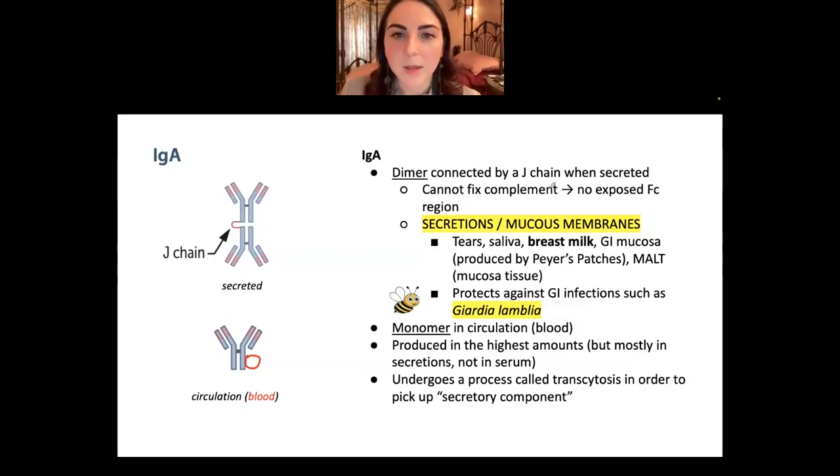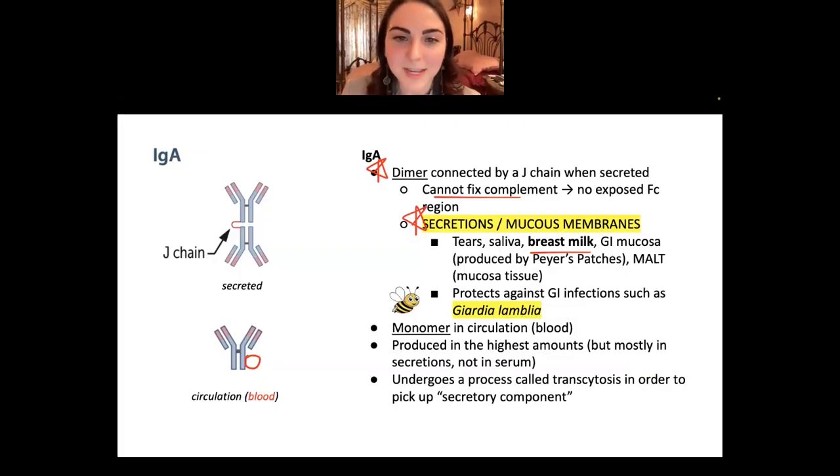Again, IgA's most important role is to exist as a dimer. It doesn't fix complement, and that's fine. We don't need it to fix complement. We need it to protect our mucosal membranes. So again, tears, saliva, breast milk. I highlighted this for a reason: the GI mucosa, like Peyer's patches and MALT tissue, which is just another type of mucosal tissue. IgA is what's going to be primarily protective against GI infections such as Giardia lamblia.